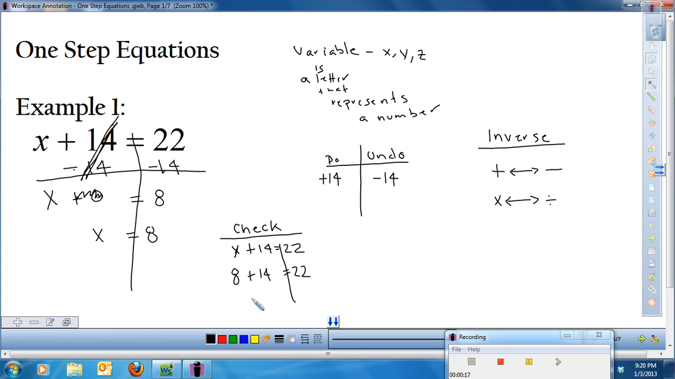Let's try that. 8 plus 14, that is 22. 22 equals 22. Our check works. So our answer is x equals 8.